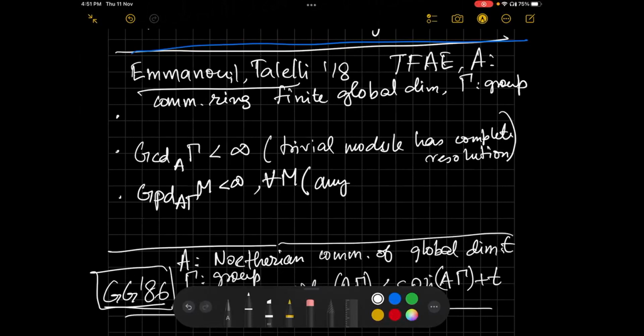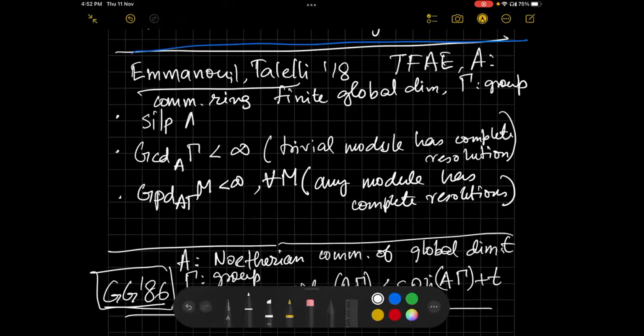So this means any module has complete resolutions. Again, any module having complete resolutions is of course important if you're going to define your triangulated category structure on your stable module category, because again of the suspension functor. And they said the third point that is equivalent here is that in this case, SILP and SPLI coincide and they are finite.